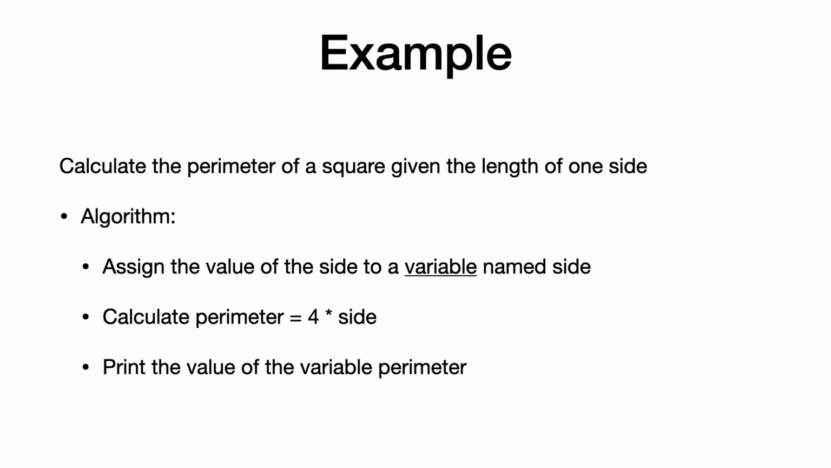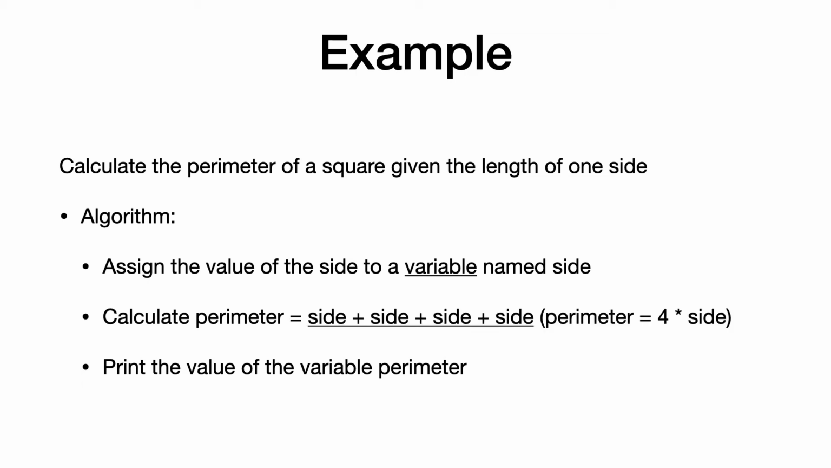Then the second step of this algorithm will be to calculate the perimeter using the formula 4 times the length of the side. And the last step will be to print the value of the perimeter. As you can see, it is a very simple algorithm, and this algorithm will solve our problem, which in this case is to calculate the perimeter of a square given the length of one side.